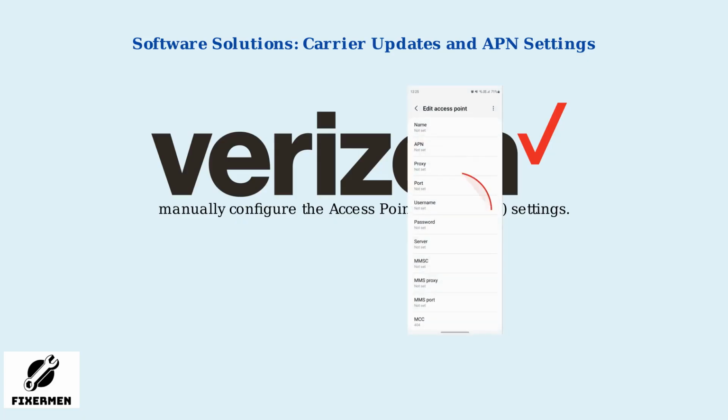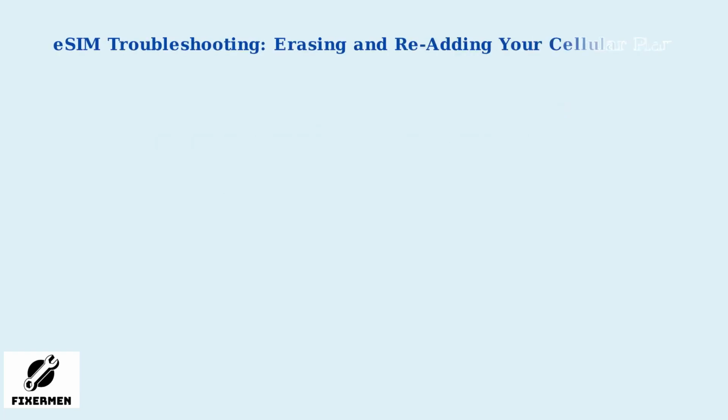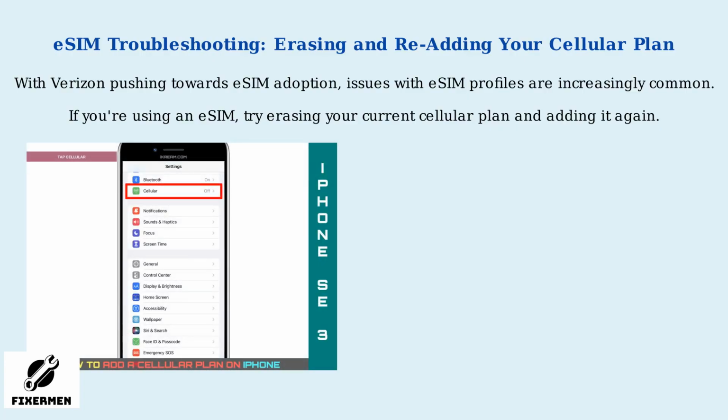Here's how the APN settings might look when you're editing them on your phone. You can access this through your phone's settings menu under Network or Mobile Data options. Incorrect APN settings are one of the most common causes of SIM card recognition issues on unlocked devices. When the APN doesn't match Verizon's network requirements, your phone can't establish a proper connection, leading to the SIM card not supported error. With Verizon pushing towards eSIM adoption, issues with eSIM profiles are increasingly common.